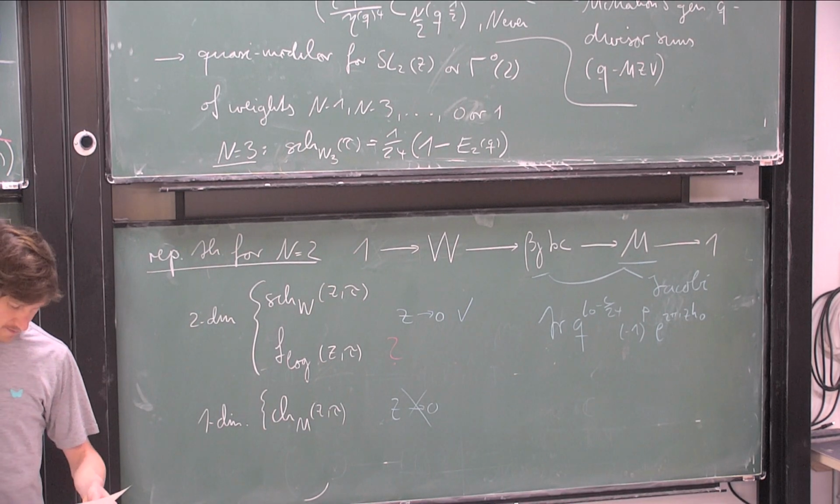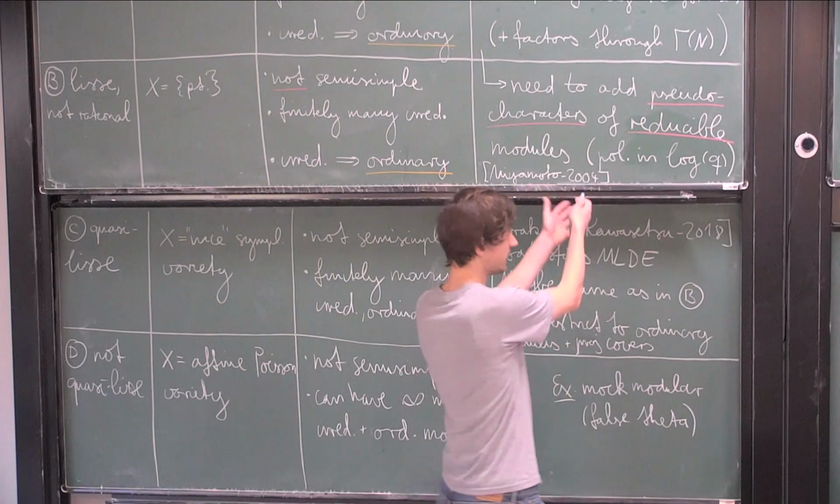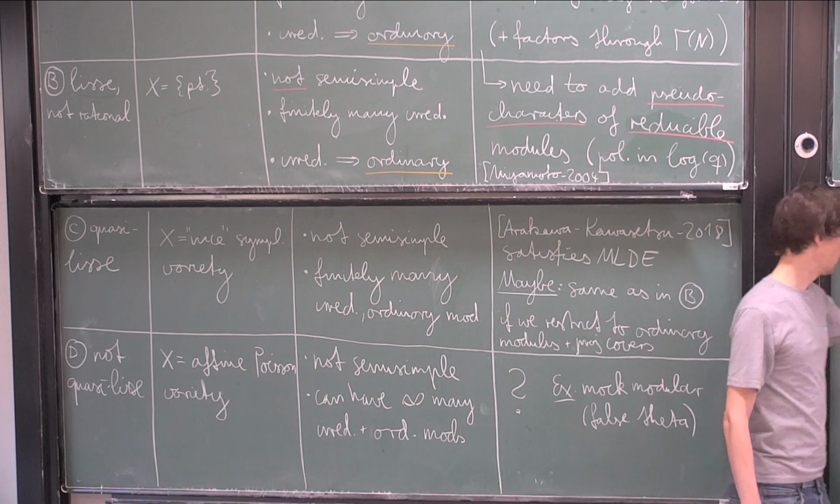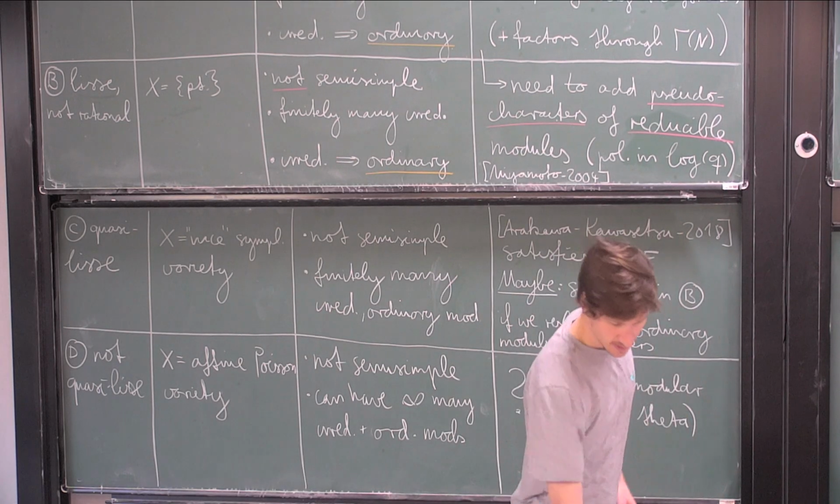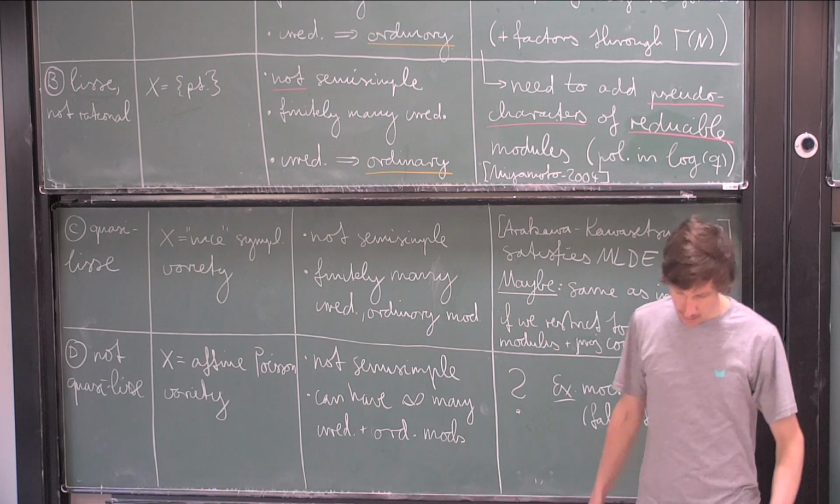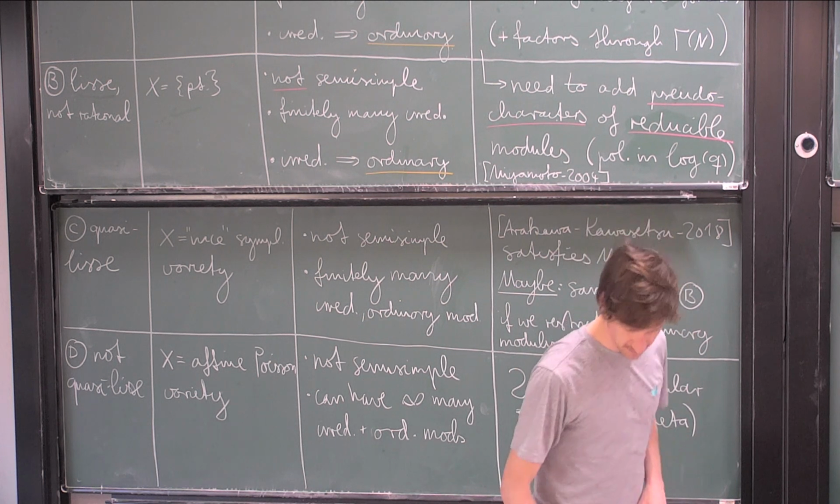So what we expect here is, like in B, you have your characters. Here it's just one, because this VOA doesn't have many ordinary modules, probably it just has itself. Then there will be some kind of logarithmic module, which we don't know yet what it is. And then this space is closed again under SL2Z. At least here we need to add one more component to make this close.